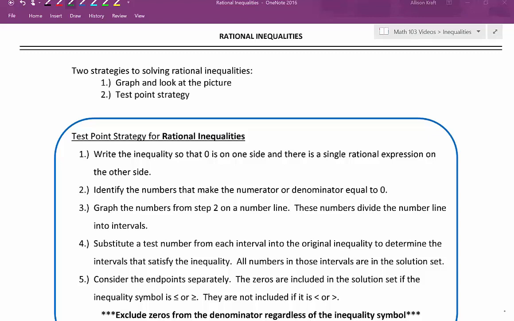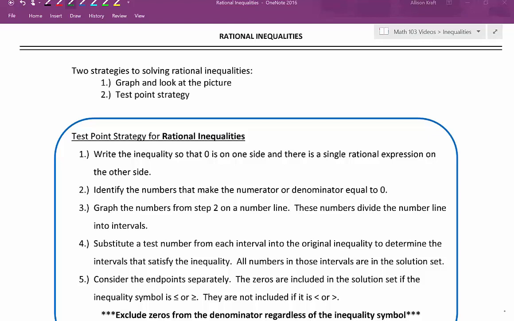This video will discuss solving rational inequalities. Like polynomial inequalities, there are two strategies to solving rational inequalities. You could graph the rational function and look at the picture. Any portions of the graph above the x-axis will satisfy a greater than or equal to inequality, and any portion of the graph below the x-axis will satisfy a less than zero inequality.